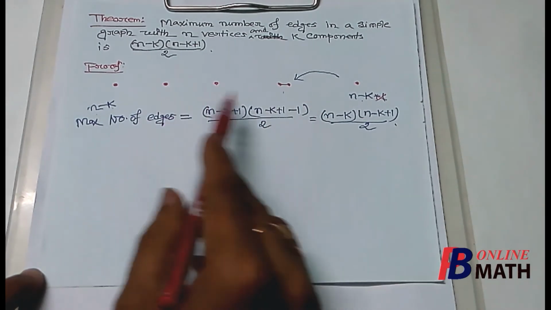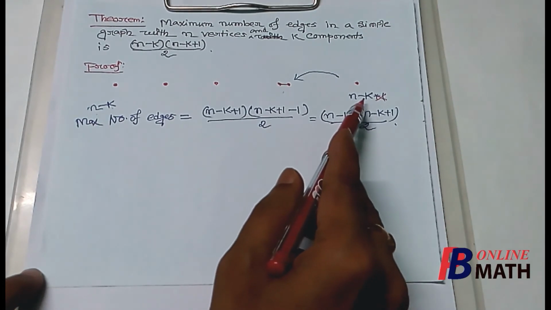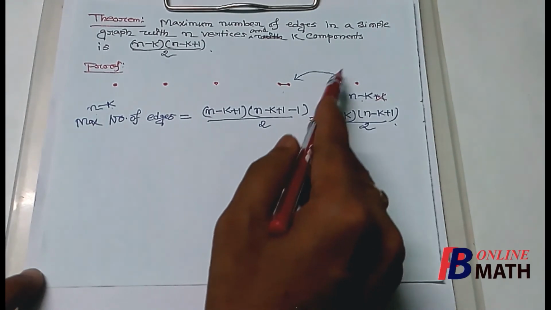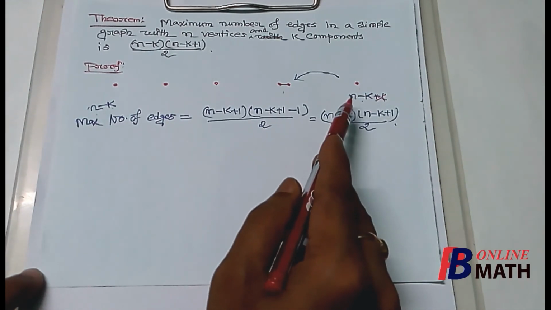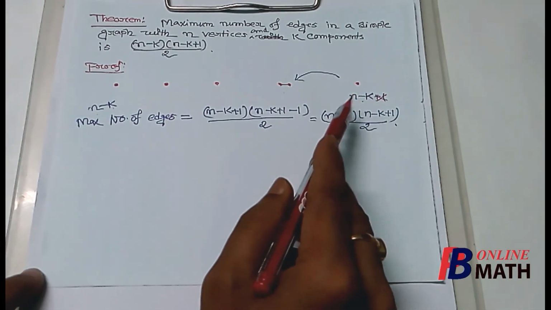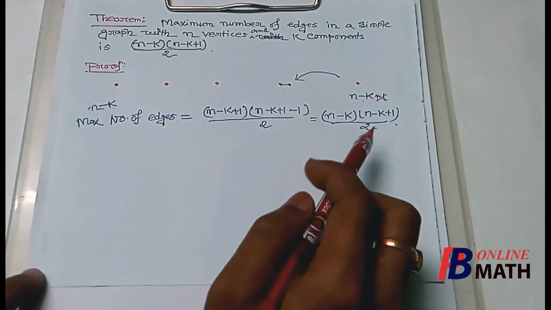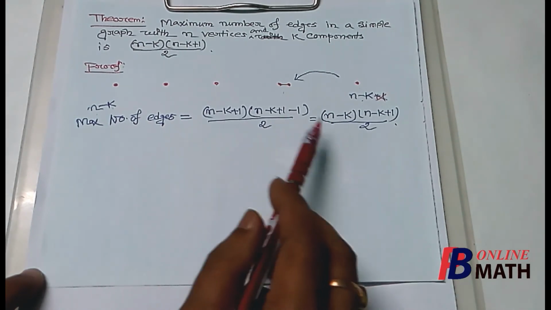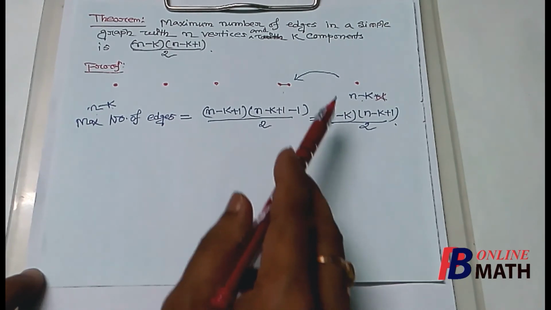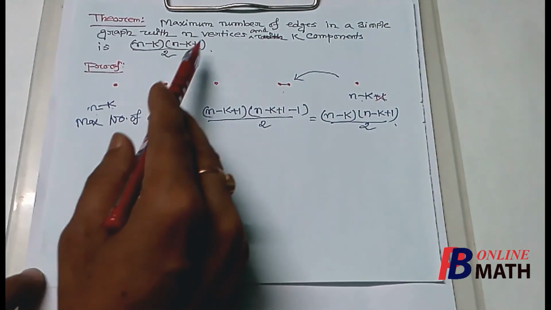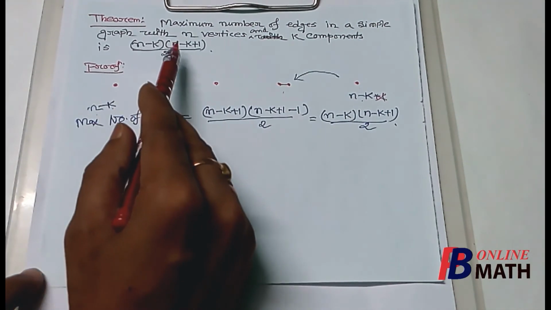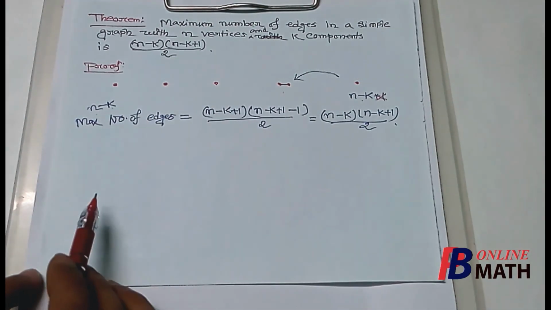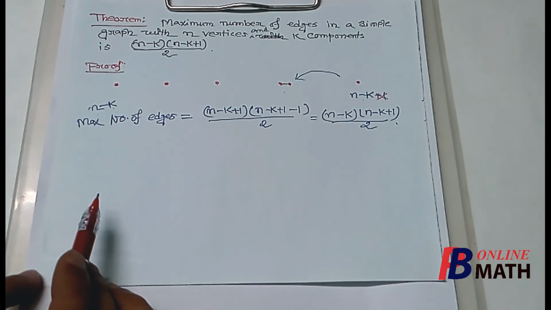That means if we put all the remaining n minus k vertices in the last component, then the number of vertices in this component will be n minus k plus 1, and then we shall get the maximum number of edges. Therefore our claim is correct. That means the maximum number of edges in a simple graph with n vertices and k components is n minus k into n minus k plus 1 by 2. That completes the proof. With this we complete this part.